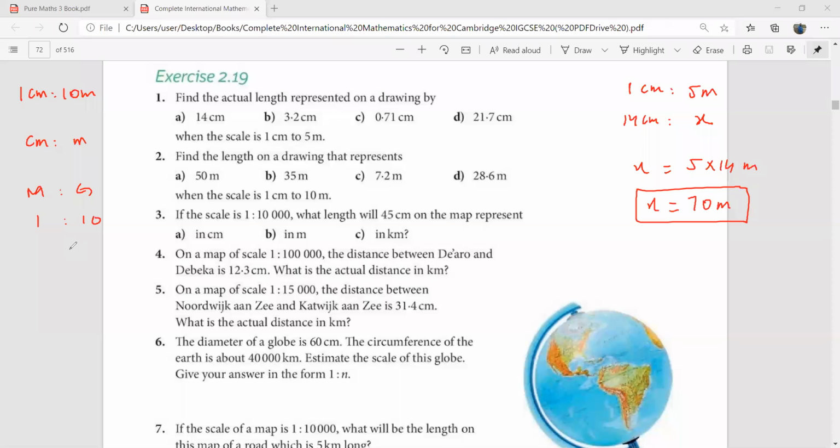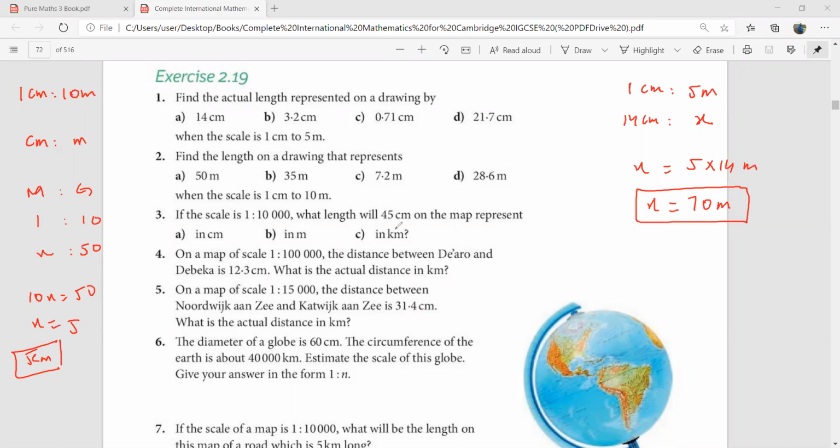So if you have 50 meters here, you write x over here. So again, this is a situation of the direct ratio here, direct proportion. So this 10x is going to be 50. So x is representing 5, which in this case is going to be 5 centimeters. This is your 5 centimeters.